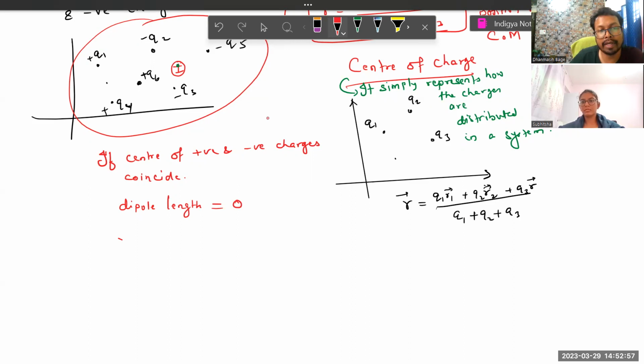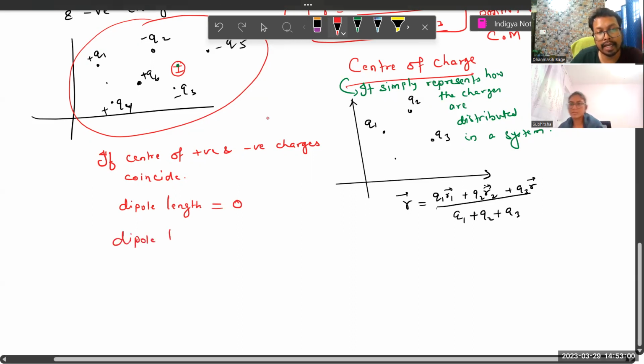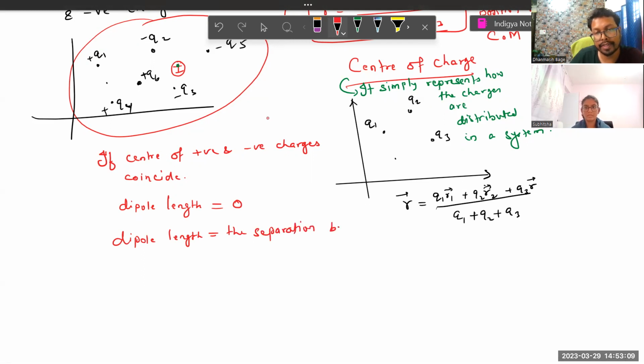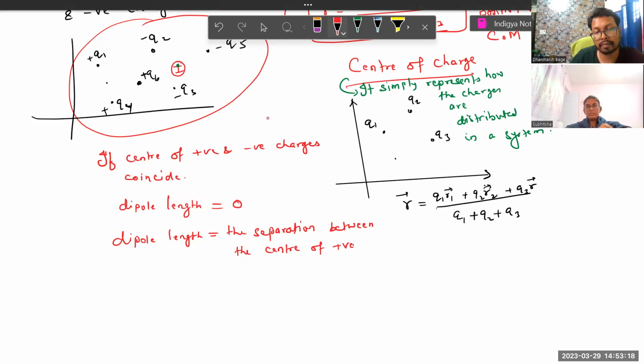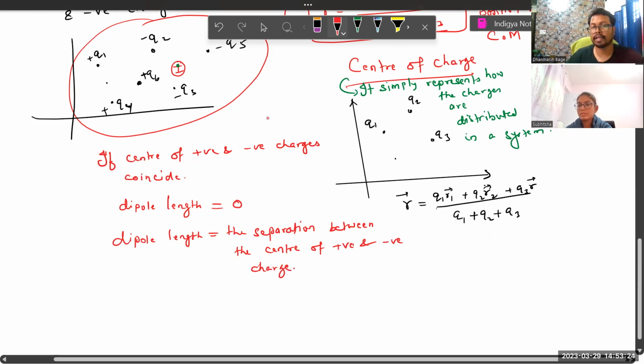In this case, dipole length will be defined as the separation between the center of positive and negative charge. Is that understood? If they coincide with each other, dipole length will be 0. Very simple. So in that case, dipole moment will be equal to the 0 vector. Dipole moment will also be 0. Clear this point?